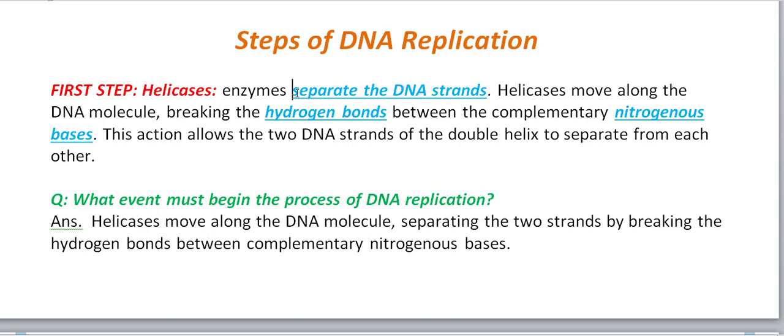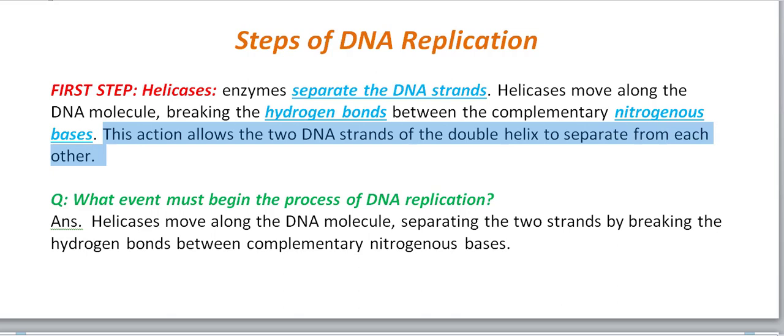The enzyme that separates DNA double strands from each other is helicase. How? By breaking down hydrogen bonds between two bases. This action allows the DNA, the two strands of the double helix, to separate from each other and be ready for replication.